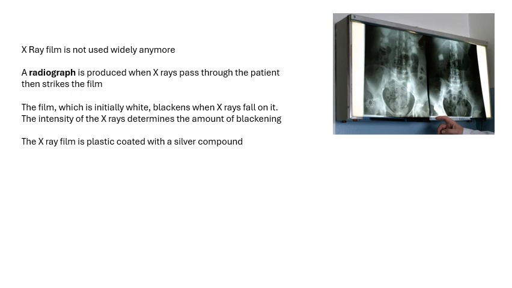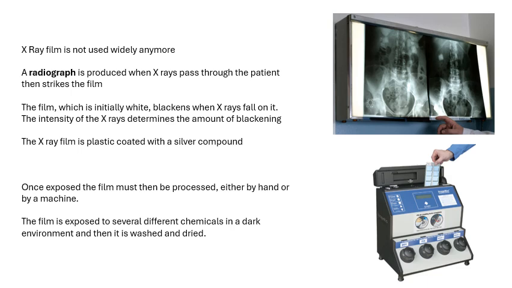Now, X-ray film is not used anywhere near as much as it used to be. There was a time that you would produce a thing called a radiograph, which is a bit like a photograph. So the X-rays pass through the patient and then they strike film, like photographic film. The film starts off white, but then it goes black when the X-rays fall on it. And the intensity of the X-rays determines how black it goes. The X-ray film is coated with some kind of a silver compound, which is just the same as old photographic film. And then once exposed, you have to process the film.